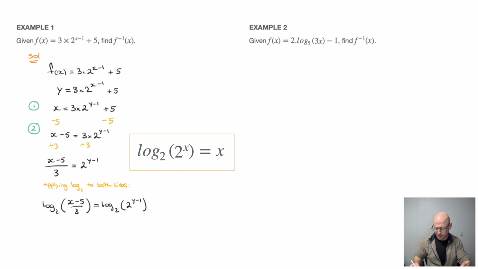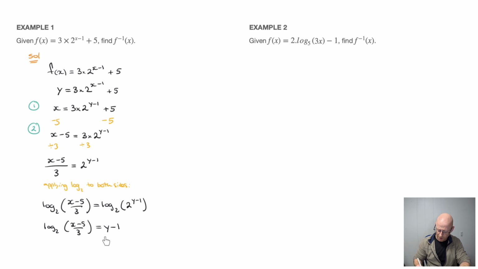But now, since log base 2 of x and 2 to the power of x are inverse functions of each other, this log base 2 of 2 raised to the power of y minus 1 will simply turn into y minus 1. In other words, this becomes log base 2 of x minus 5 over 3, which equals y minus 1. We're nearly there. To make y the subject now, we get rid of this 1 that's being subtracted from the right-hand side, which we do by adding 1 to both sides of this equation. And so this becomes log base 2 of x minus 5 over 3 plus 1 equals y.